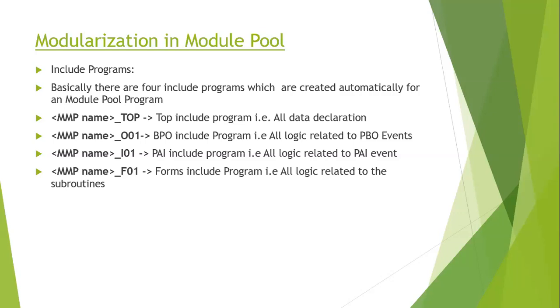So here basically the modular program is divided into four parts. The top include is where you need to write all the data declarations. That may be an internal table, a work area, a global variable, or a flag kind of thing. The next one is your PBO include, where you need to put all the PBO related logic.